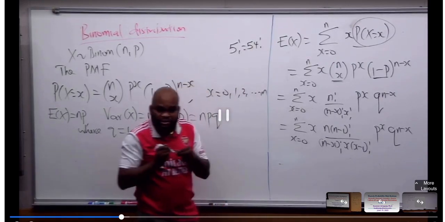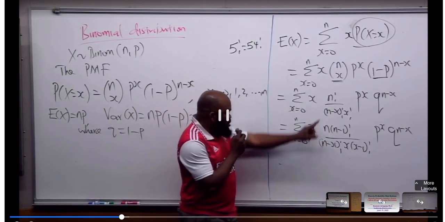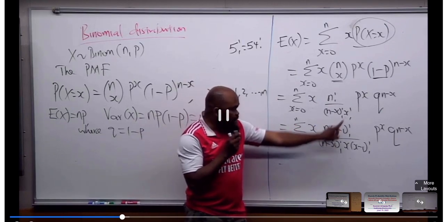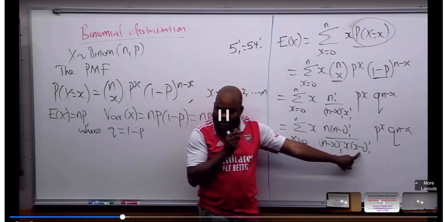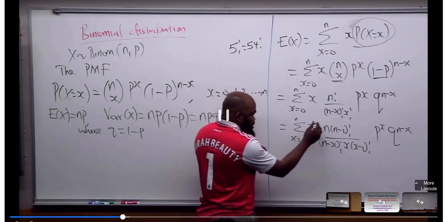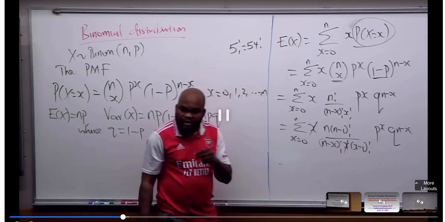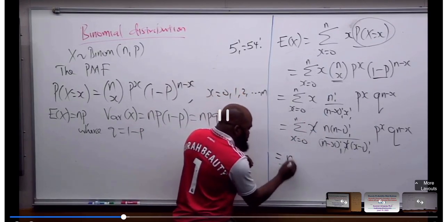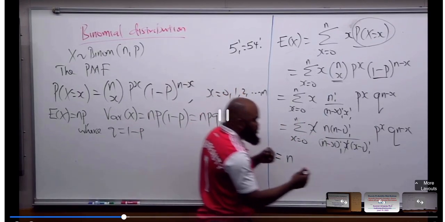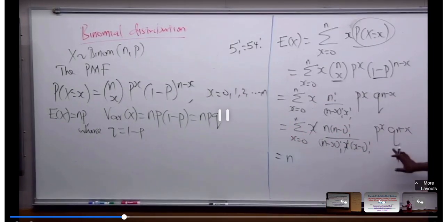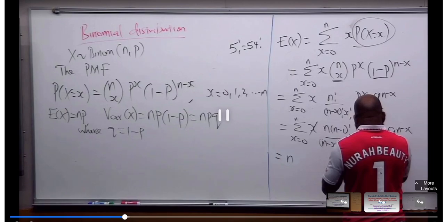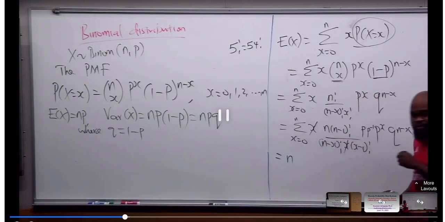So here n factorial can be n times n minus 1 factorial. X factorial can be x times x minus 1 factorial. Now this x cancels that. Now I can bring this n here. I'm actually going to have n. If I bring n, now right here, I can introduce p and p raised to power minus 1. This is going to cancel that, right?